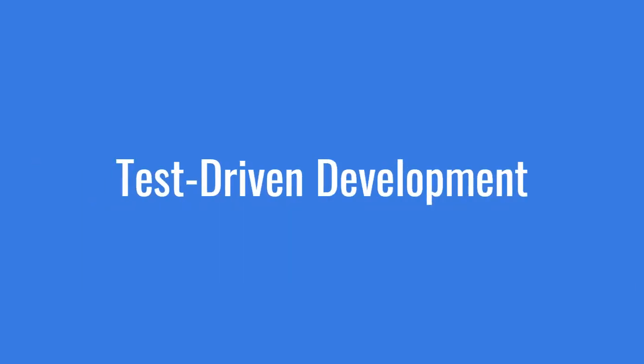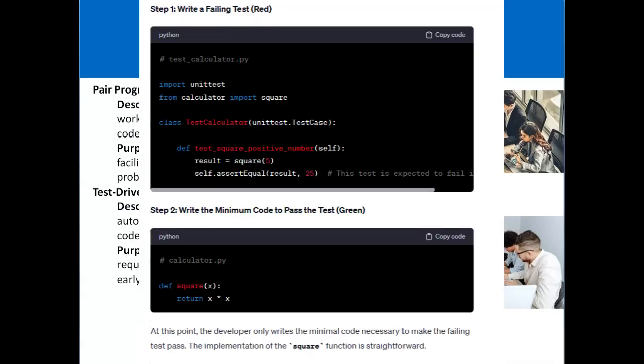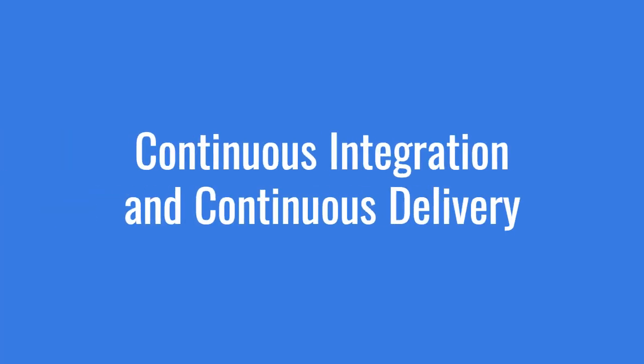Then test driven development, an approach where automated tests are written before the actual code. The code is then written to pass the test. So it ensures that the code meets the specific requirements and makes it easier to catch and fix defects earlier in the development process. Then continuous integration and continuous delivery.